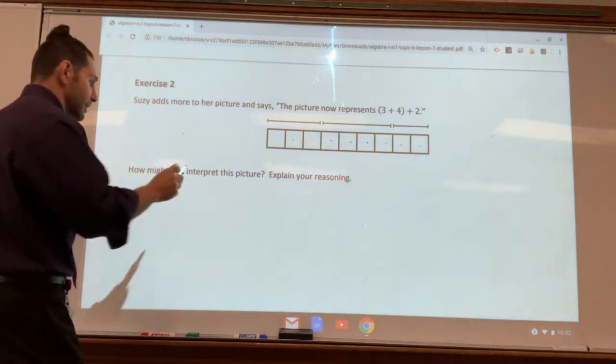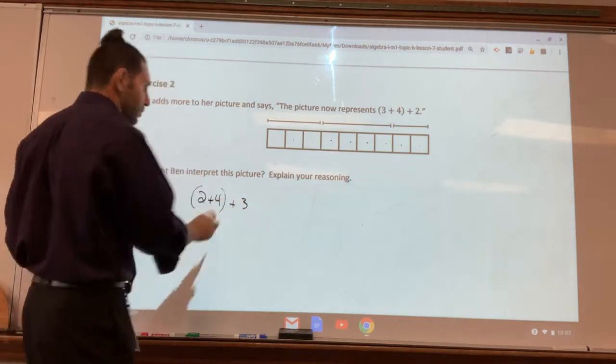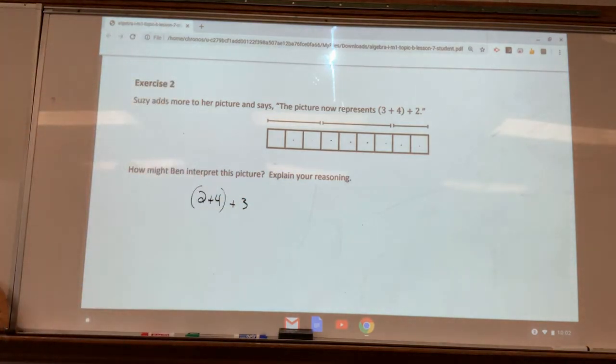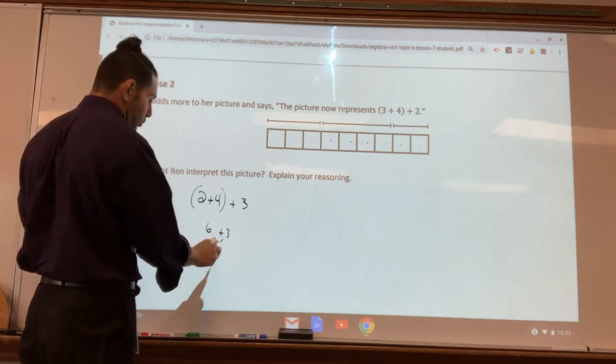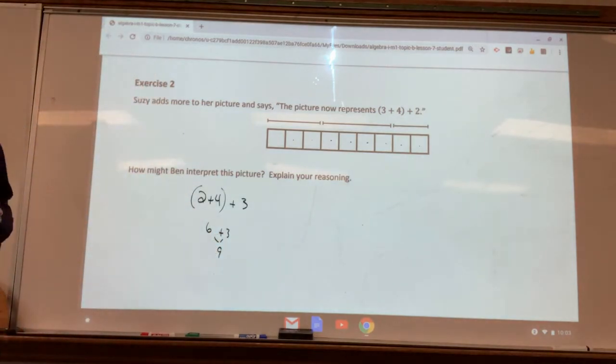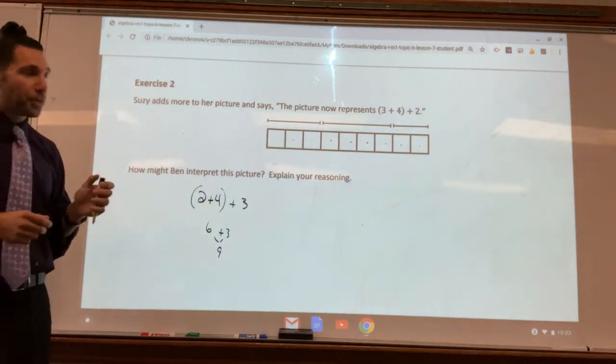Well, if we're working this from left to right, Ben would see this as, hey, I see 2 plus 4 plus the 3. What we've just done here is the commutative property. The commutative property states it does not matter the order in which we add something for us to get the same answer. Adding will stay the same. So 2 plus 4 is still 6. 6 plus 3 is 9, because order of operations tell me to do parentheses first. We still end up with 9. It's just a different order in which we've put the parentheses.